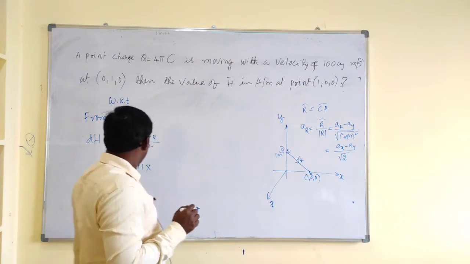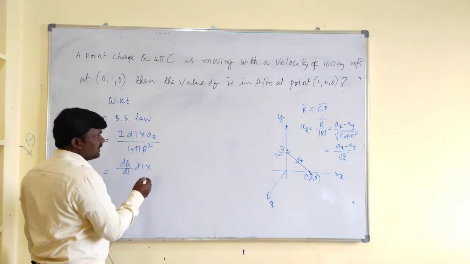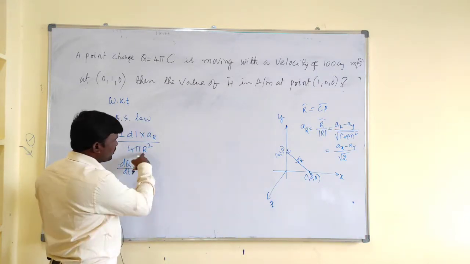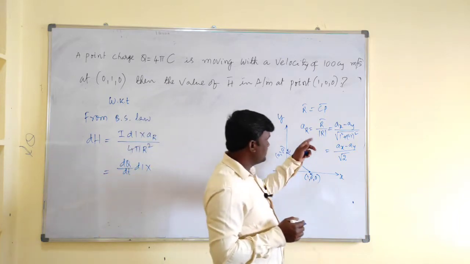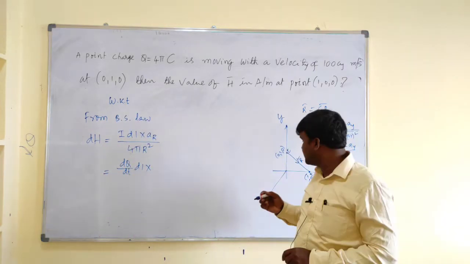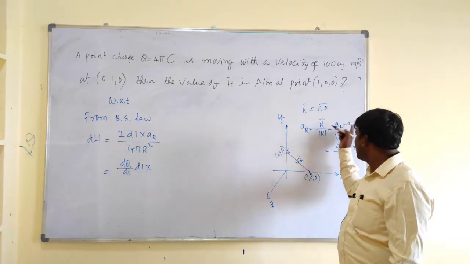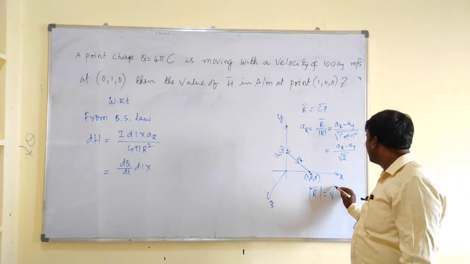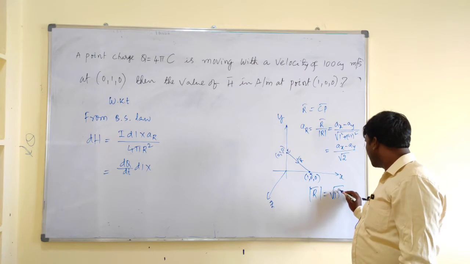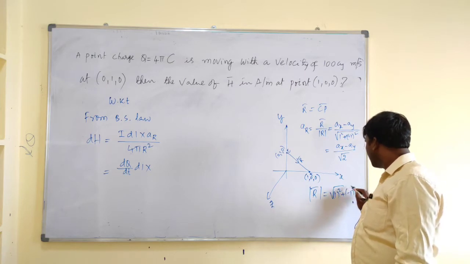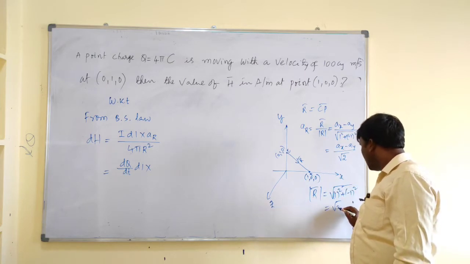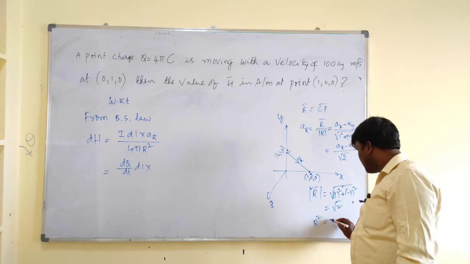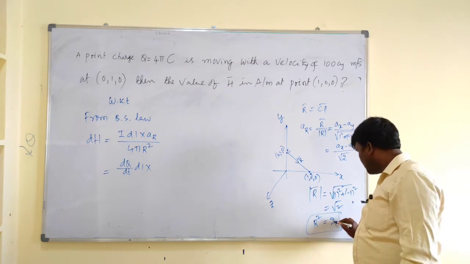So dQ by dt, dl, aR is like that. And what about R square? R is like this, R bar. So what about mod R? Mod R is nothing but root 2, that is root of 1 square plus minus 1 square. Or else simply R square is nothing but 2.